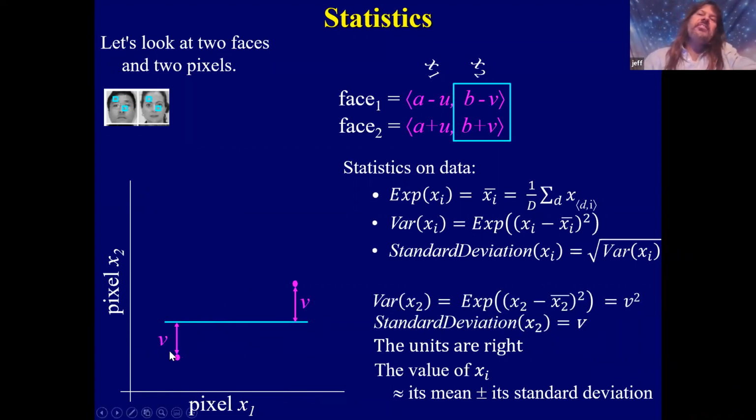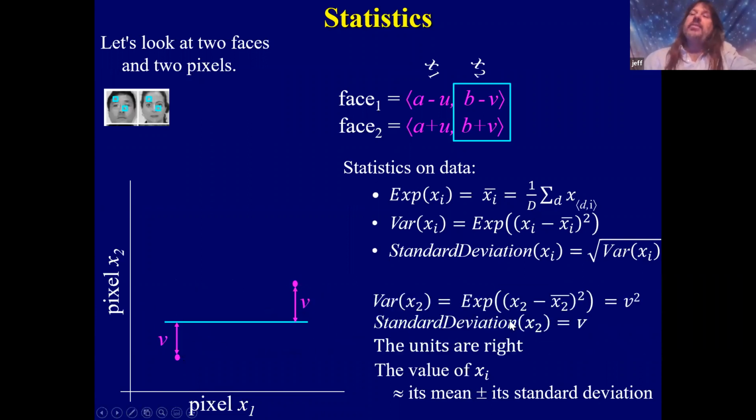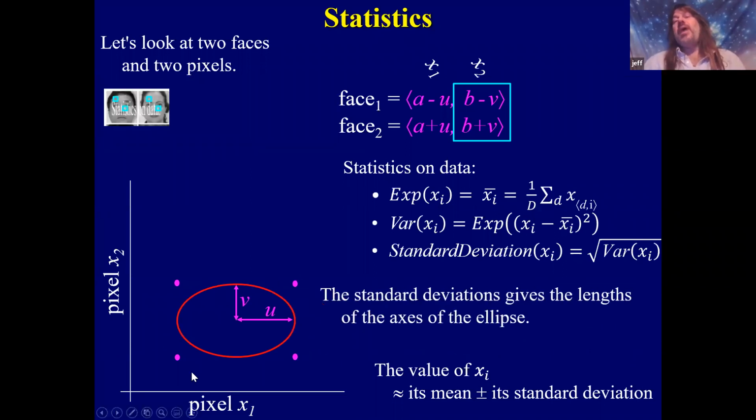So then we do the same for the second pixel. Here it's deviating negative V and positive V. So in both cases, we're going to square them, and we get that the variance is V squared. Some of you probably know this already, and those of you who don't know it already are falling asleep, but there you have it.